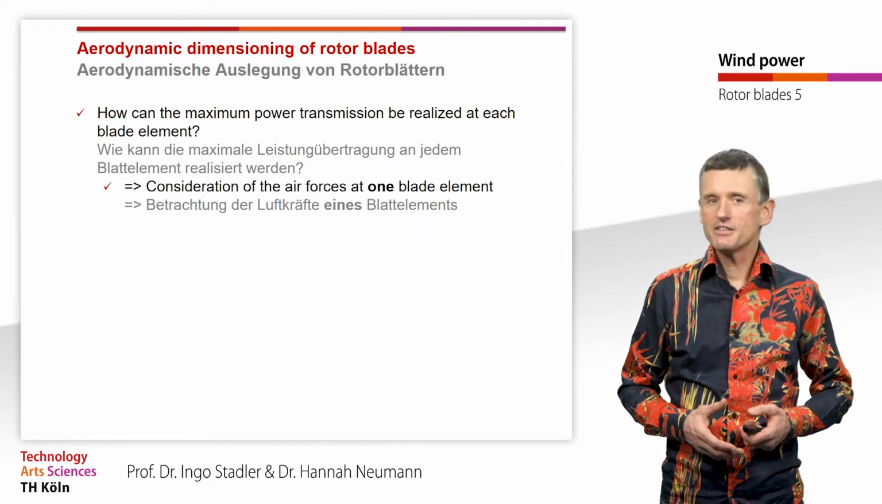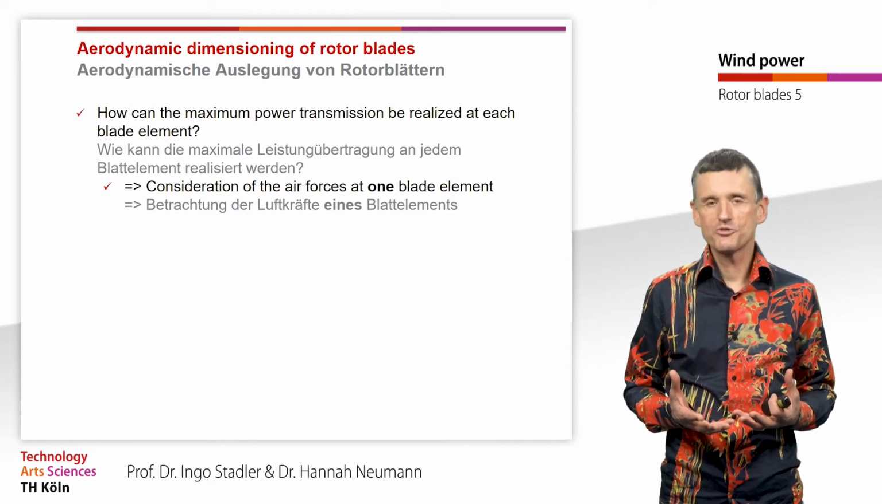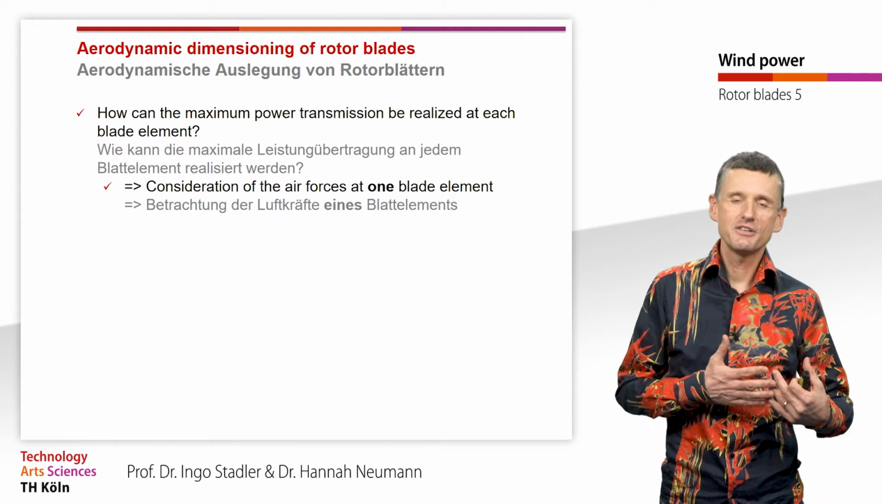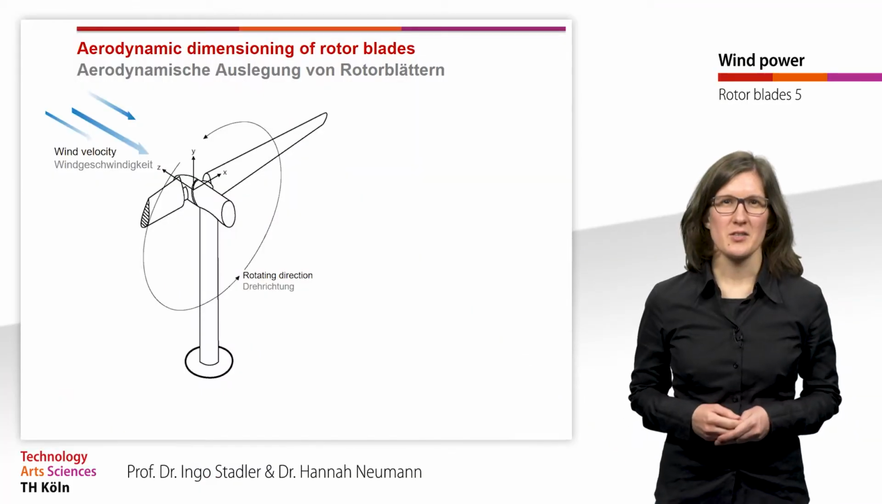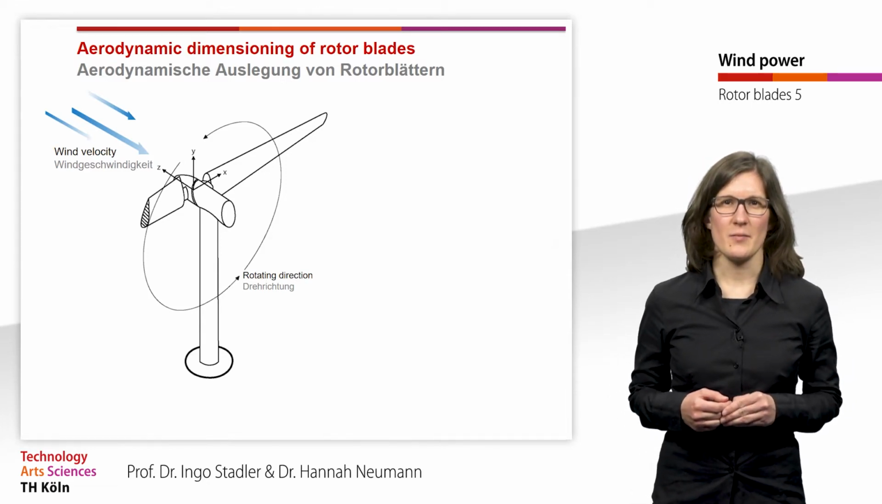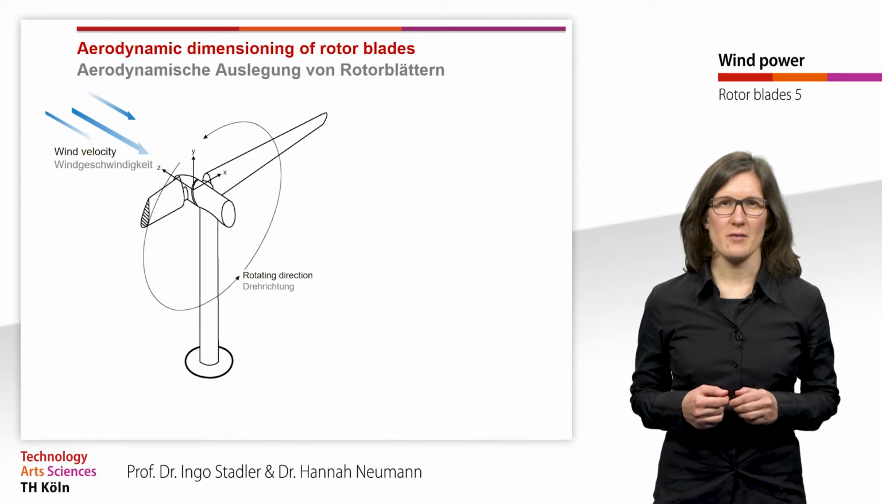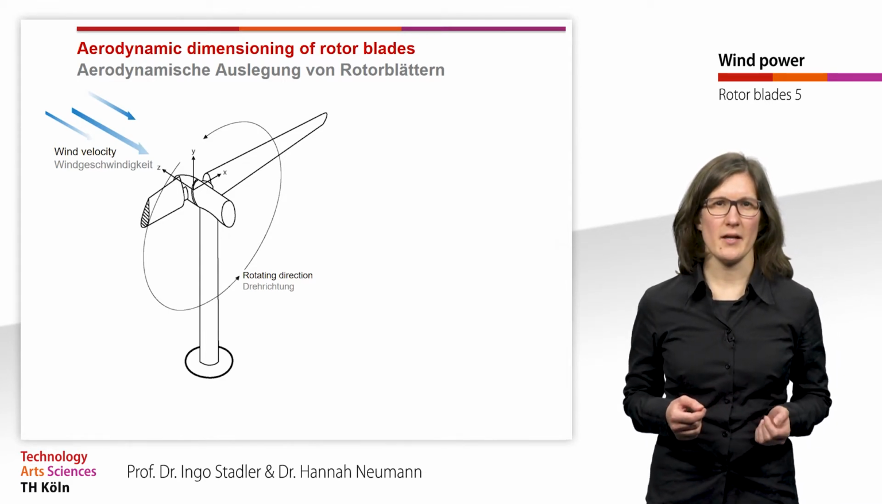And therefore again we use the same picture of the complete wind turbine and convert that view to only a single blade element. In this picture you can see again a wind energy plant, and the wind is again coming from ahead in Z direction and the rotor blades are rotating counterclockwise in the XY plane.